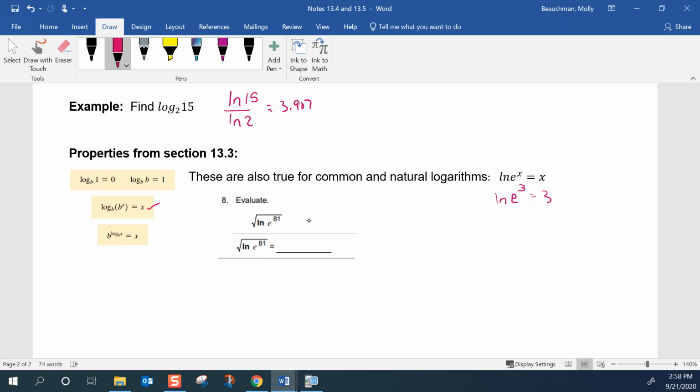This might be tough to put in the calculator. So we want to find the square root of the natural log of e to the power of 81. But if we use the property, natural log of e to the 81 is just 81, and the square root of 81 is 9. So that problem looks really complicated, but if we use one of the properties and simplify, then it's a little bit easier to do.